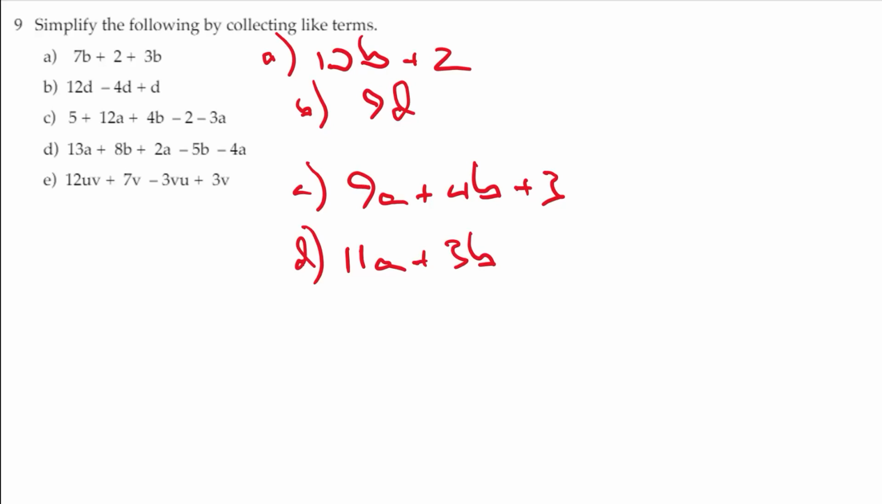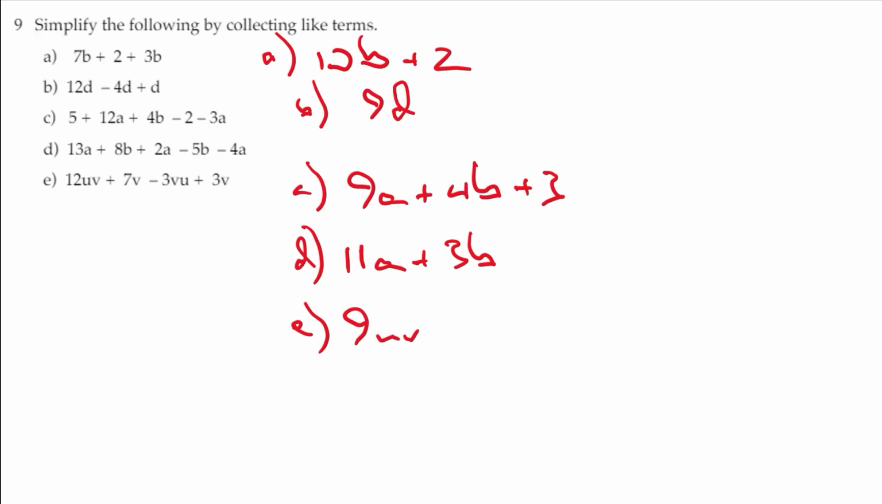12 UV, so we look for any other UVs. Now, it's written, like in a previous example, wrong. It's written wrong because we need to follow the alphabet. But essentially they are the same. UV is the same as VU. So we started with 12 of them, and we are taking away 3 of them. That will leave us with 9 UV.